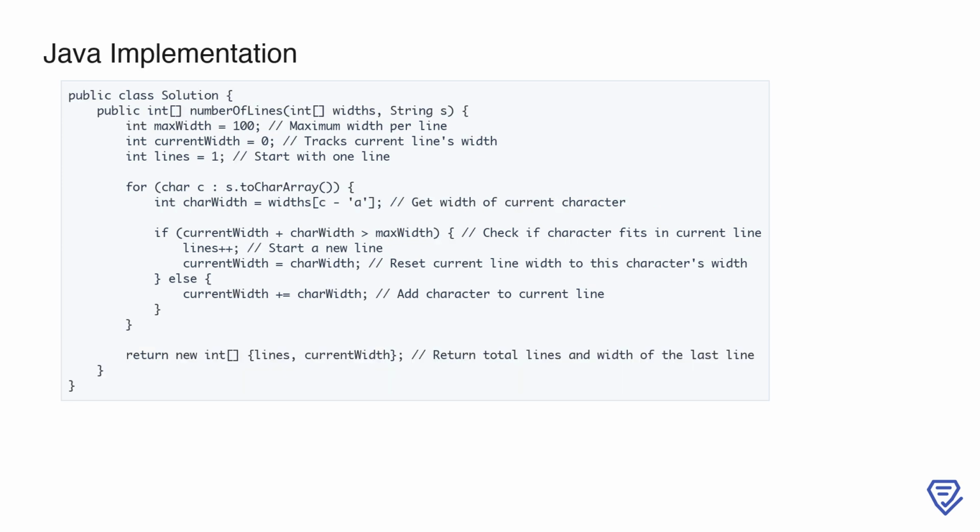This is the Java implementation for LeetCode problem number 806, Number of Lines to Write String. The logic mirrors the Python solution, where we calculate the total number of lines and the width of the last line needed to write the given string. Key differences include Java's type declarations, the use of arrays, and iteration over a character array obtained from the string. The solution maintains clarity and adheres to Java conventions while ensuring correctness.